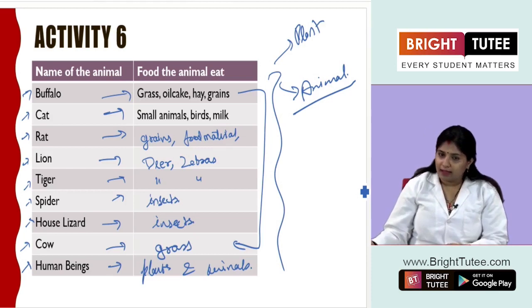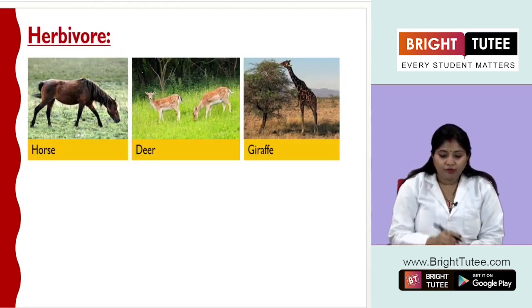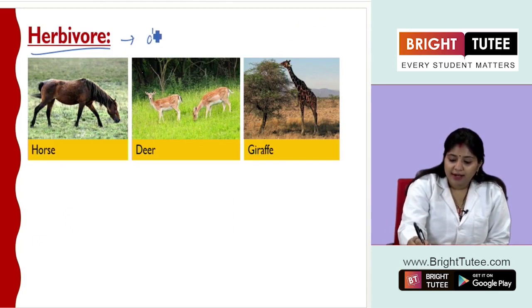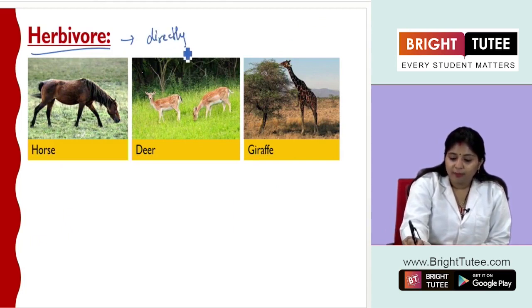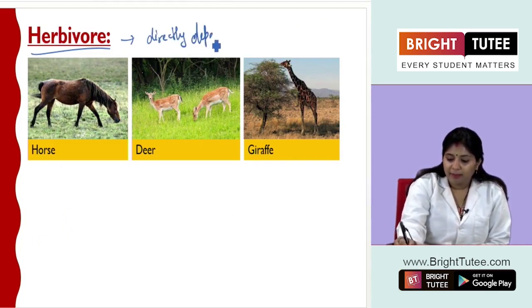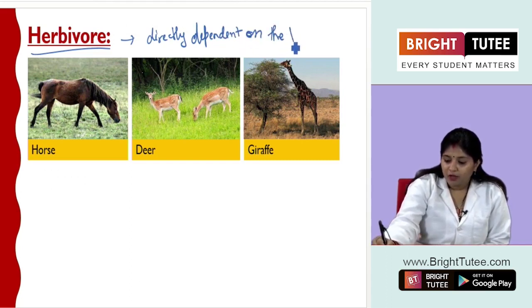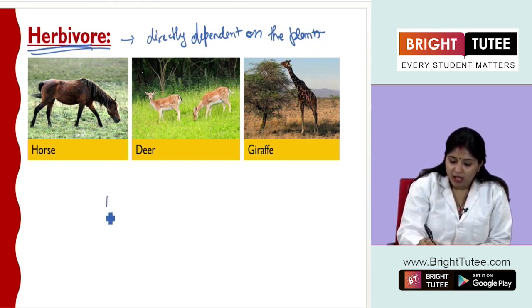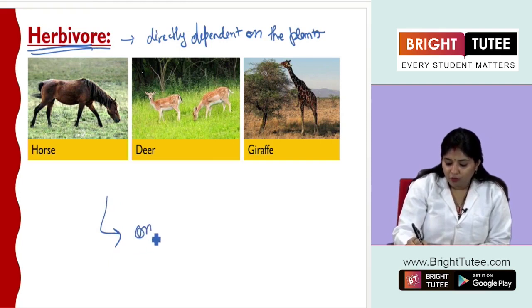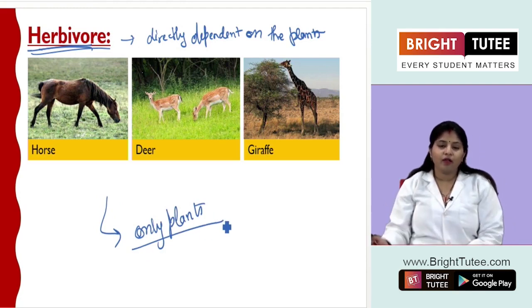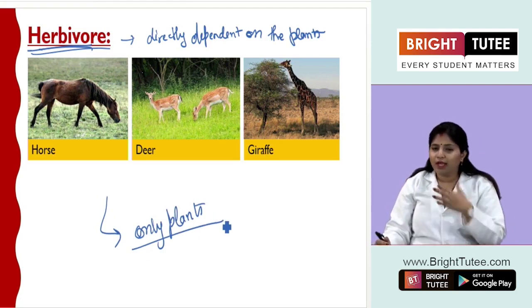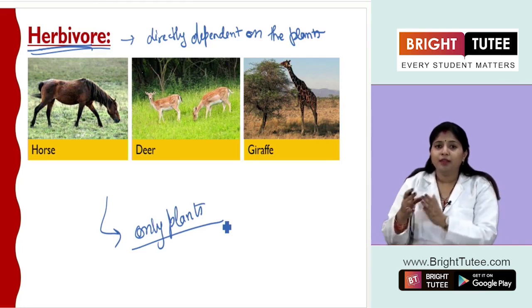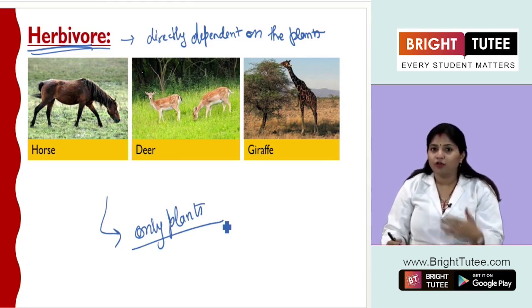Let's understand this classification. First is your herbivores. These are the animals which are directly dependent on the plants, right? So these are the animals which feed on plants and are known as herbivores. They are only eating plants, only plants, right? They don't eat anything else. Either they are eating grass or leaves or seed, fruit, whatever it is. They are only eating the plants, and that is why they are known as herbivores.